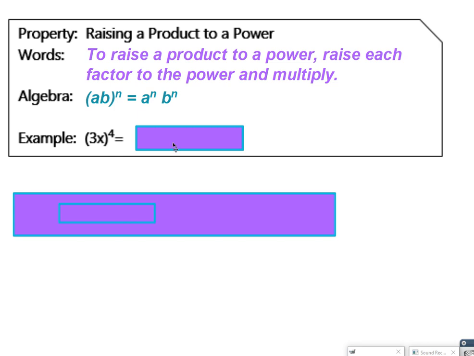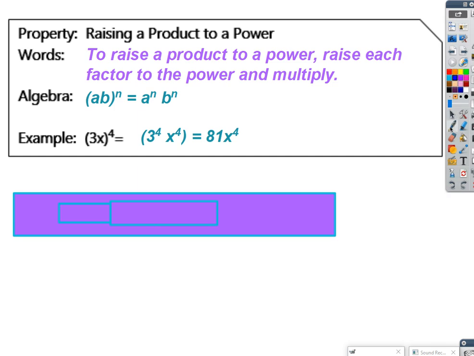3x raised to the 4th power is 3 to the 4th times x to the 4th. 3 to the 4th is actually 81, so 81x to the 4th.